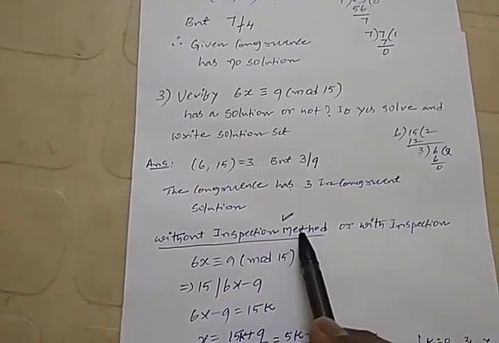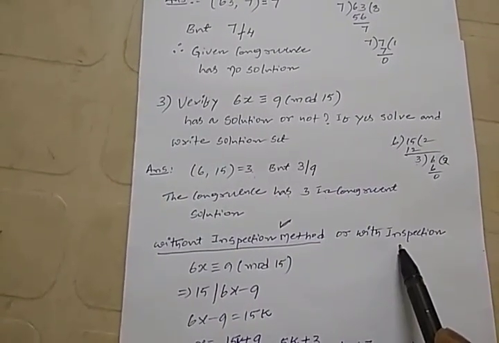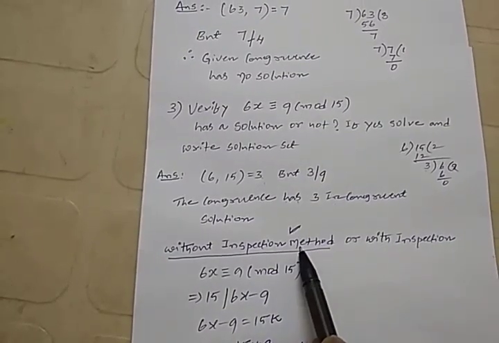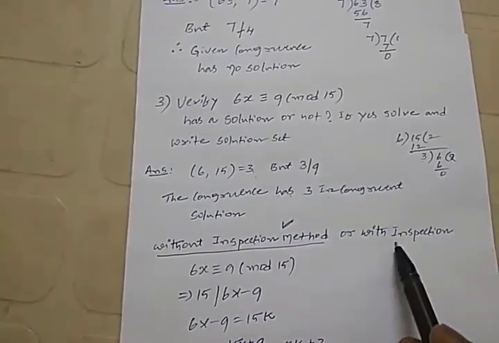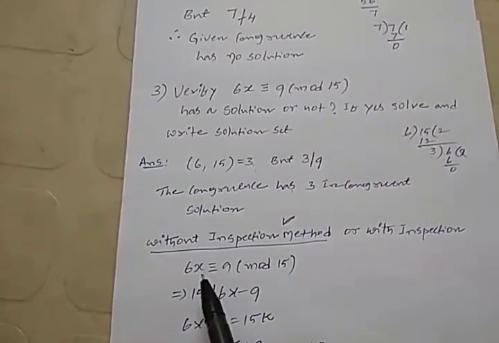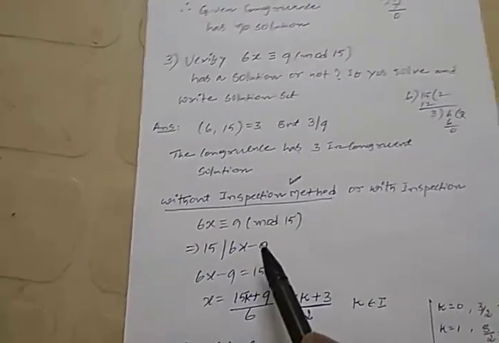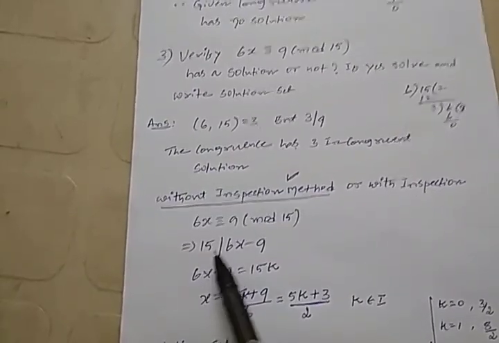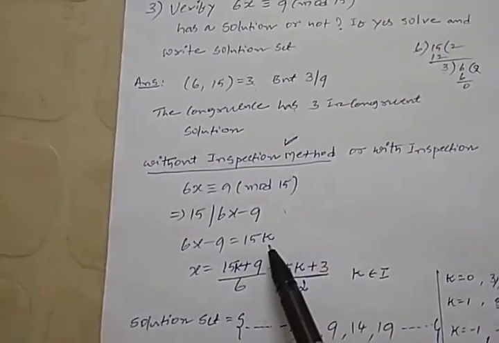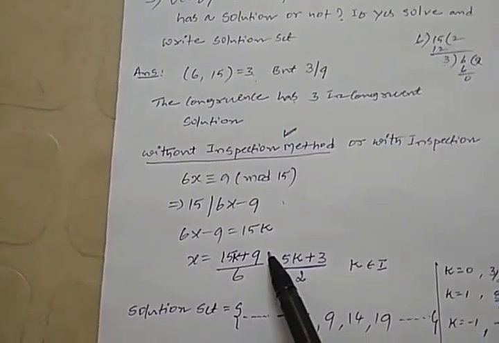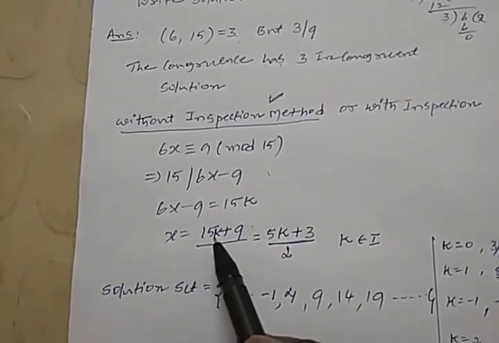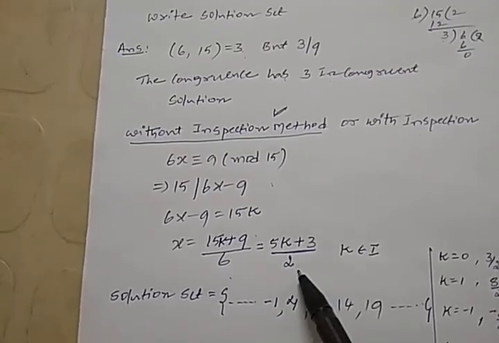Let us find out what those are. I prefer the method without inspection, though you can also do it with inspection, because 3 incongruent solutions are there. Take 6x is congruent to 9 mod 15. By the definition of congruence, 15 divides 6x minus 9. If it divides, you will get another integer k. So 6x minus 9 is equal to 15k. As usual, x is equal to (15k plus 9) divided by 6. I simplified this by taking 3 common outside, and you will get (5k plus 3) divided by 2.